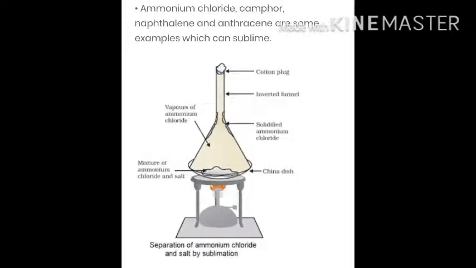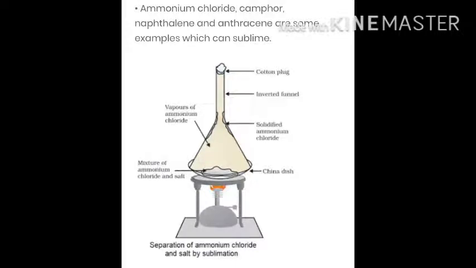A mixture consisting of ammonium chloride and common salt is taken in a china dish and is covered with a perforated filter paper. An inverted funnel is then placed on the china dish and its stem is closed with a cotton plug. The dish is heated gently, when the volatile substance, that is ammonium chloride, changes into vapor.